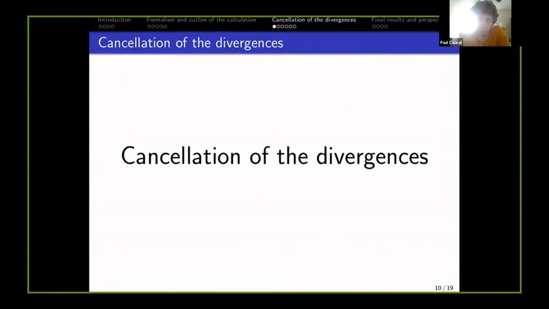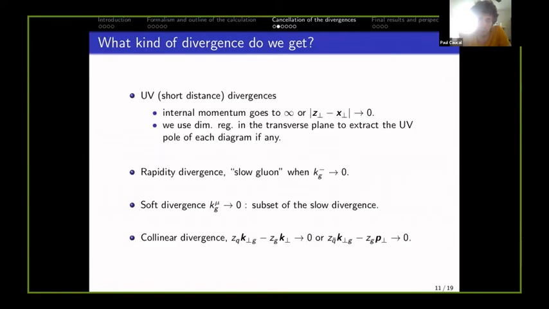All right, so now I'm going to discuss the cancellation of the divergences in our computation. What kind of divergences do we get? First of all, we have UV divergences, diagram per diagram. They appear when an internal momentum goes to infinity, or sometimes when the modulus between two transverse coordinates, which appear inside the Wilson lines, goes to zero. So we use dimensional regularization in the transverse plane to extract the UV pole of each diagram, if any.